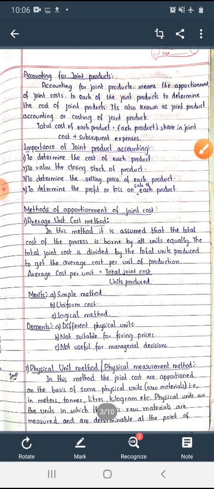Accounting for joint products is nothing but apportionment of joint cost to each of the joint products to determine the cost of the joint products. Okay.